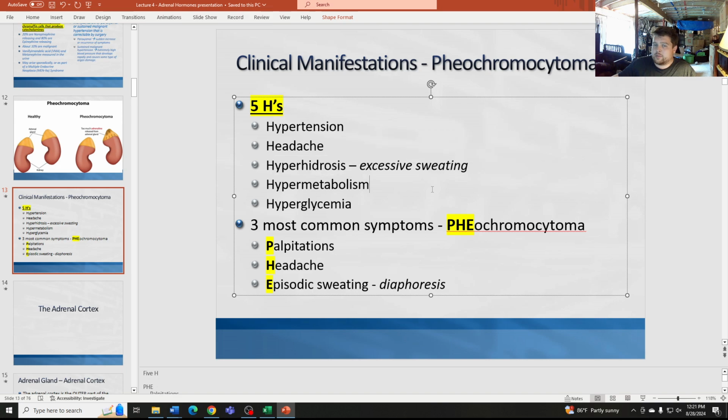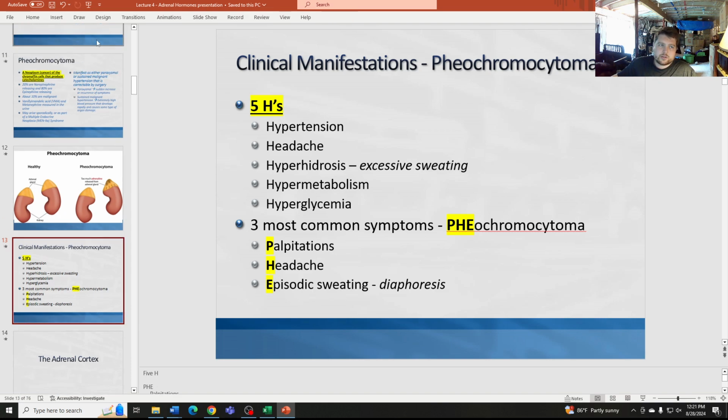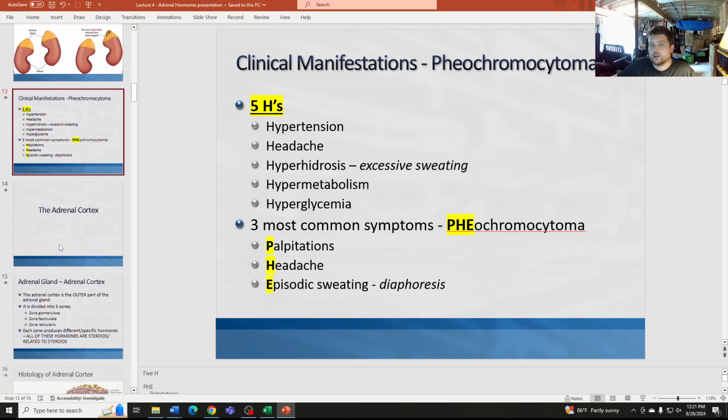Hyperhidrosis, because our basal metabolic rate is higher, temperature's higher, so we're going to be sweating. We get that hypermetabolism, that high BMR, and then hyperglycemia as a result. We just talked about that. The most common symptoms in the pheochromocytoma, the P, H, and E: we get heart palpitations, we could get headache, and we get that episodic sweating, that hyperhidrosis. It's also known as diaphoresis. So this is what we want to remember about pheochromocytoma.